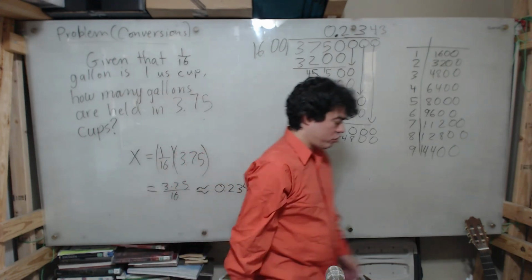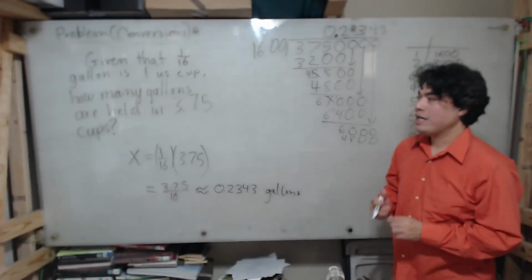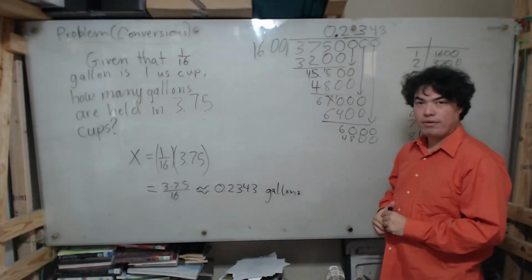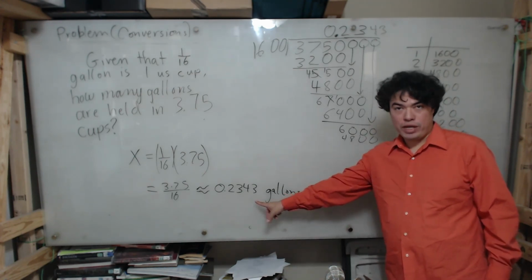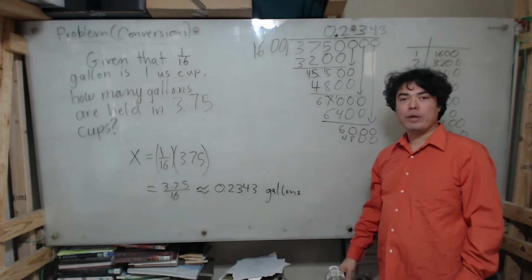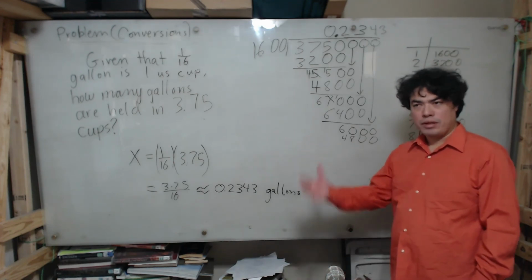So now we can answer the question. How many gallons are held in 3.75 cups? 0.2343 gallons approximately are in 3.75 cups. And there we have it.